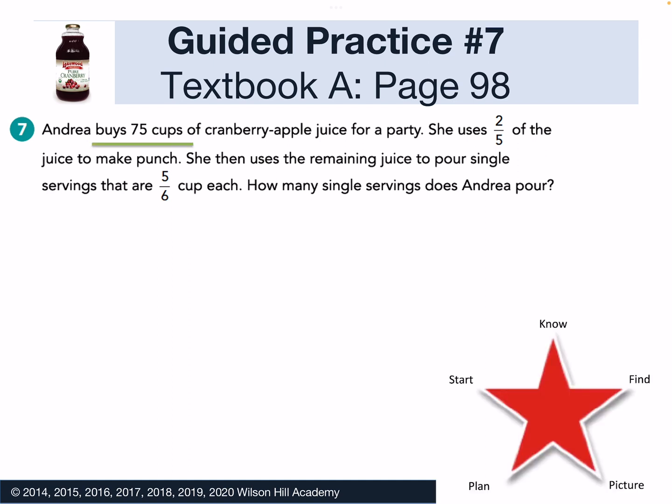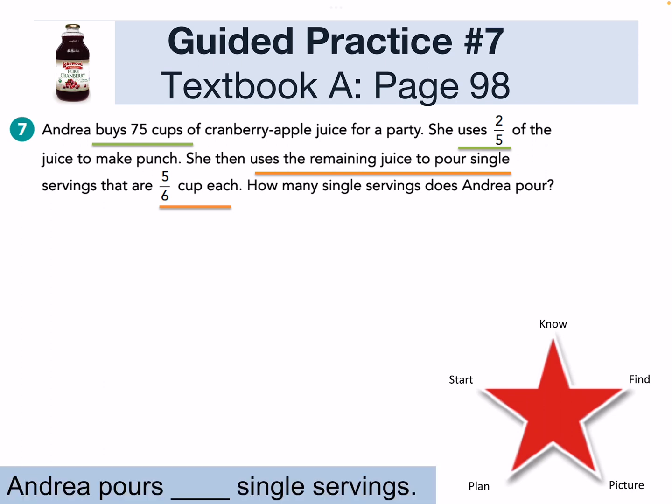Well, what do we know? We know she starts with 75 cups, but uses 2/5 of that. And then there's some juice remaining, which she is going to split into 5/6 cup servings. And that brings us to what we need to find. And we're going to go ahead and write a sentence with a blank where the answer will go. Andrea pours blank single servings.